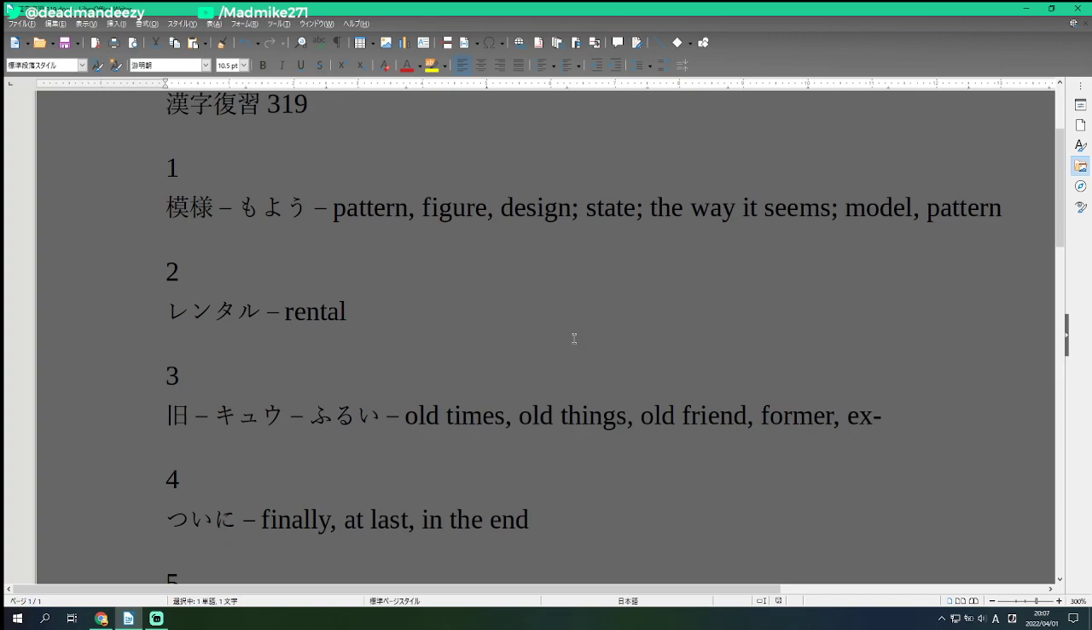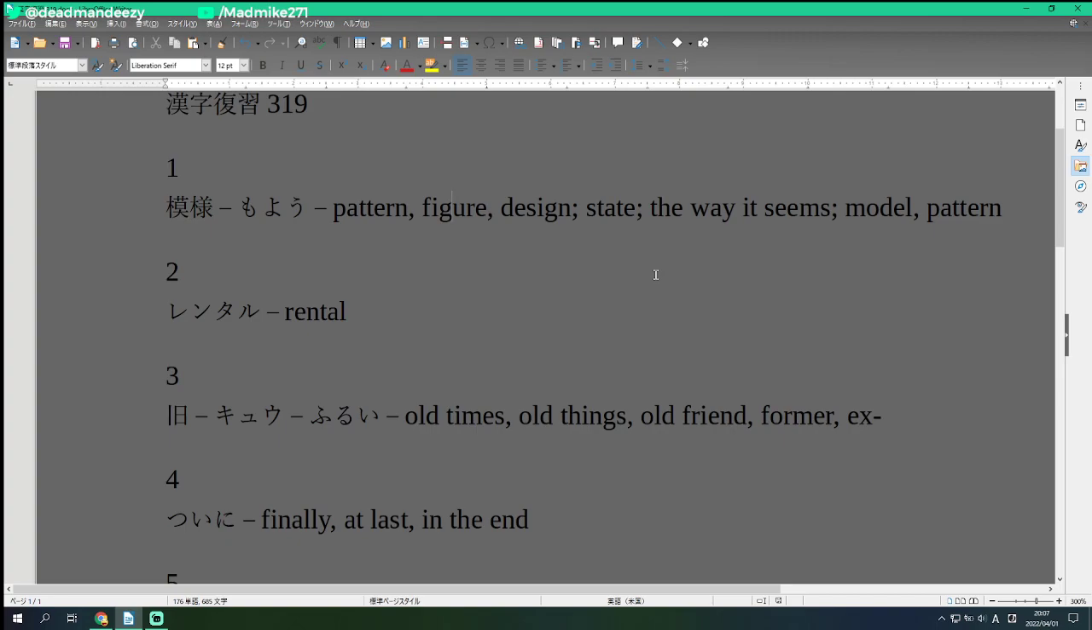Our first word for the day is moyo. Mo on the left side is, I think, an imitation or a copy. And on the right side, we have yo, which is a way or manners. So a copy or an imitation of some pattern or way is a pattern, a figure, a model, or a design. A moyo is a design.